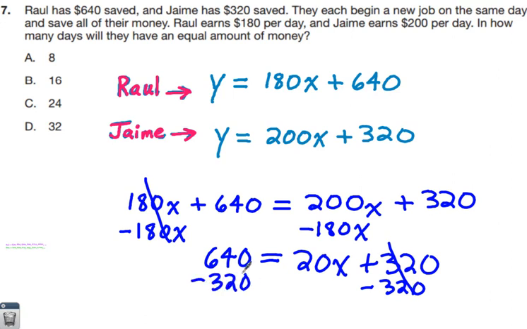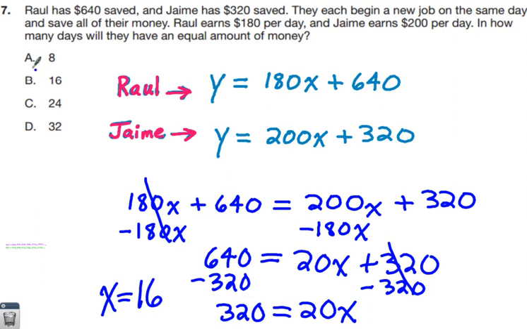Now we just have to divide both sides by 20 and get 16. So that's the fancy way to do that.